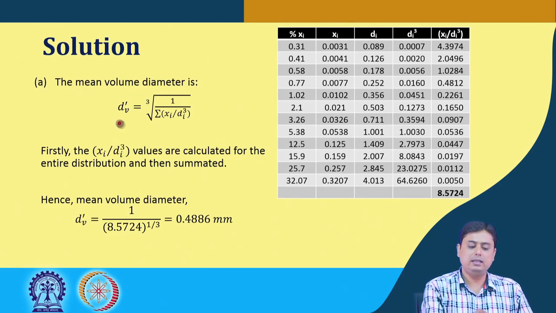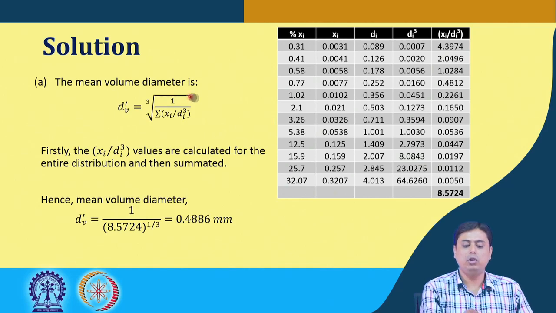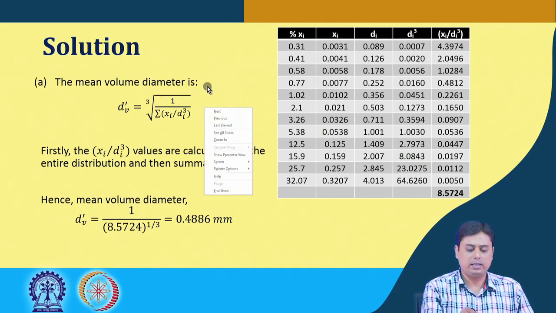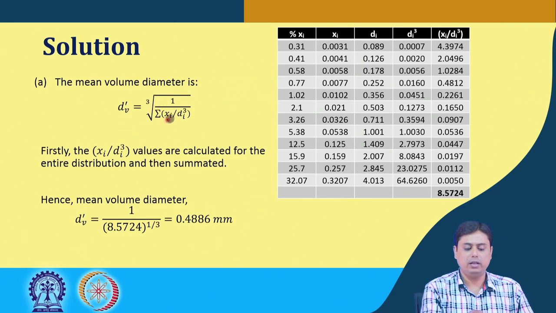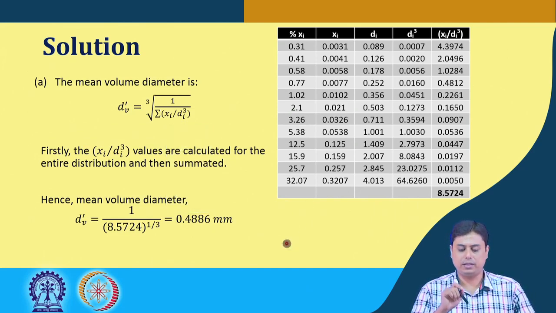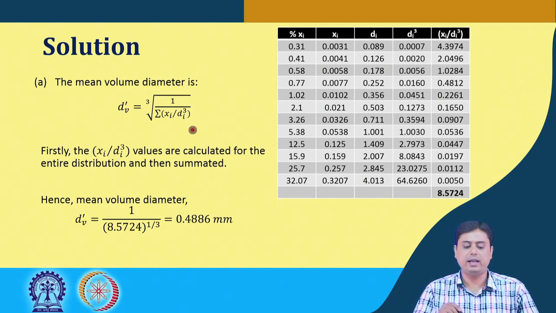We have seen this expression for the mean volume diameter calculation. In this case the mean volume diameter is given by this expression where x is the mass fraction and d is the diameter of that particular mass fraction. So, it is di cube. Basically we need the summation of xi by di cube, and then we take 1 by that whole parameter, and the cubic root of that value gives us the required diameter. So, how do we do that?